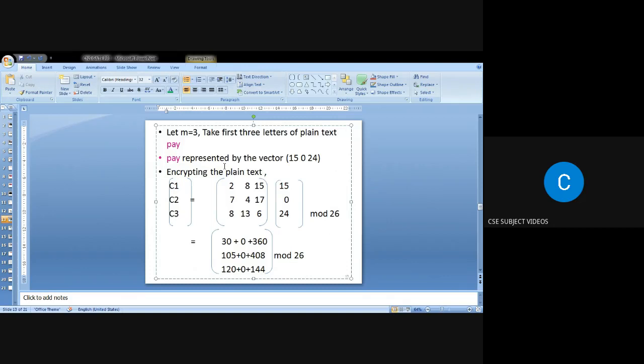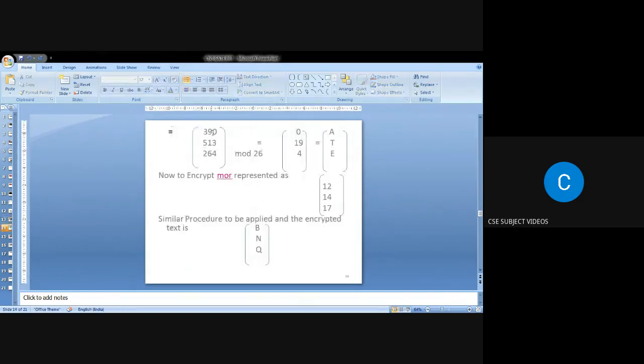So you all know about matrix multiplication. What you have to do is 2 into 15 plus 8 into 0 plus 15 into 24, which gives 30 plus 0 plus 360. Similarly for the second row, 7 into 15 plus 4 into 0 plus 17 into 24, that is 105 plus 0 plus 408. Similarly 8 into 15 plus 13 into 0 plus 26 into 24, so you get 120 plus 0 plus 144. Now we add these values, and finally perform a mod 26. The result is 390, 513, 264, the sum of all those values.